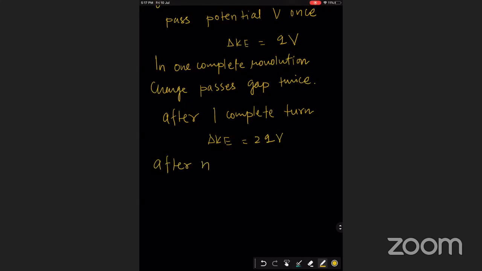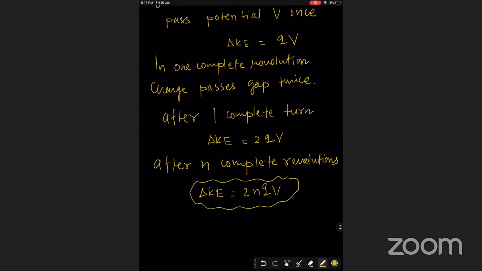After n complete revolutions, 2 what n will Q be? V. Correct, 2 correct. n times 2QV, gain in kinetic energy. Okay. There is one more clue, bacho. You have one more clue. Suppose this is equation A.